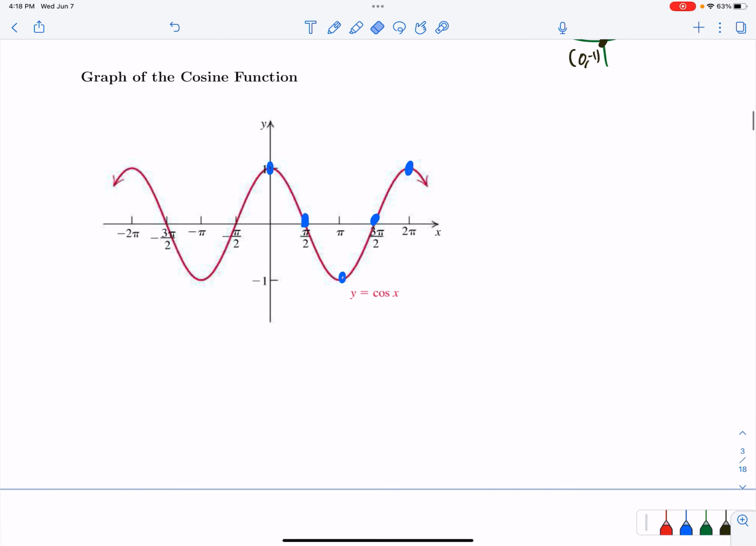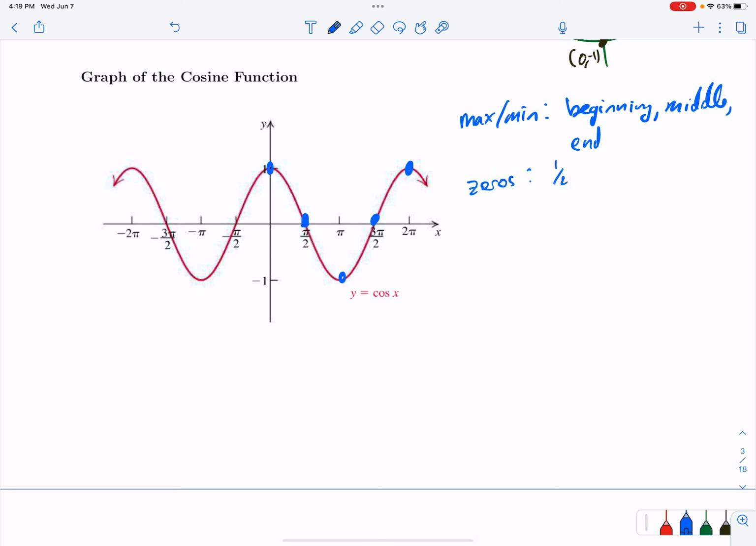So for cosine, we're going to say the max and min are at the beginning, middle, and end. And then the zeros are at the quarter points. Okay, we still have an amplitude of 1 here. We still see that this distance right here is 1, and this distance is 1. The period length is still 2 pi. So things are similar but different between sine and cosine.